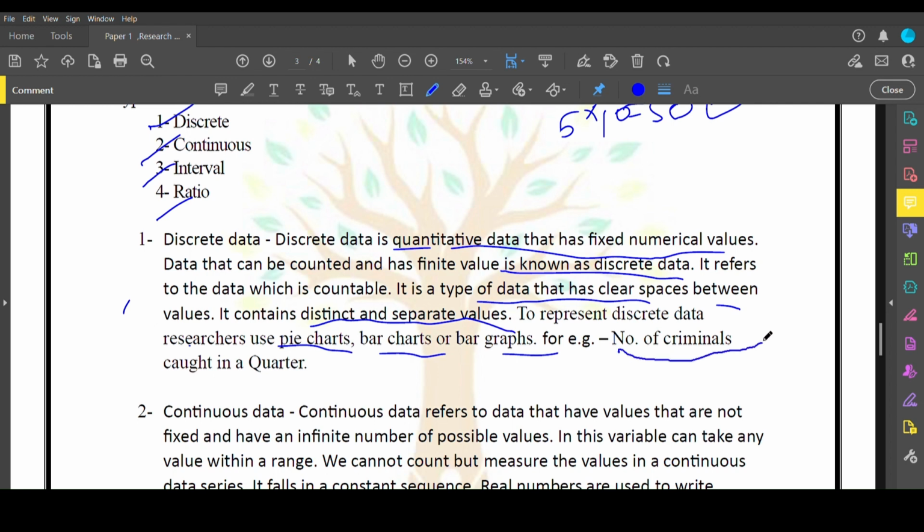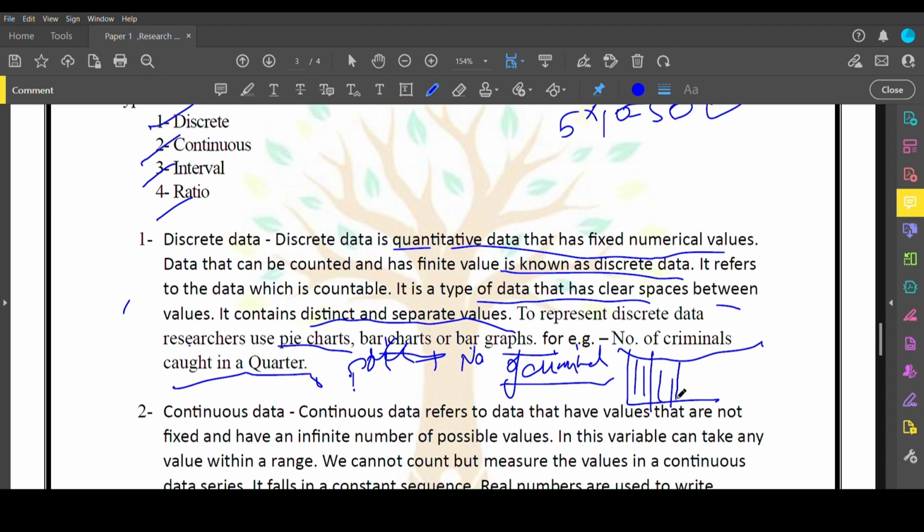Like for example, the number of criminals caught in a particular quarter. Like when we talk about the police of a particular state, they take a record of the number of criminals. So that is something that is discrete. They show it using a bar graph on a particular scale. They show it like ये इतना है, इस महीने में इतने हो गए, फिर इतने हो गए.